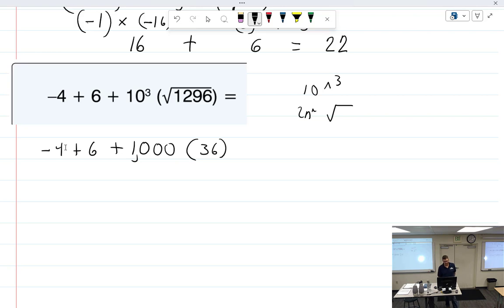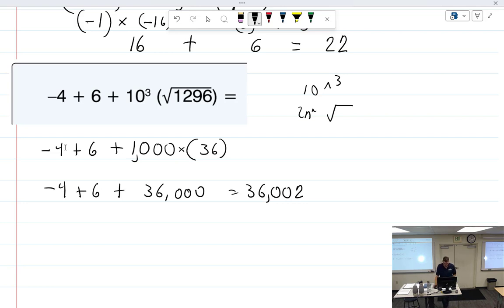36. All right. So what's next? Multiplication. So 1,000 times 36 is 36,000. -4 plus 6 plus, what do we do? Left to right. -4 plus 6 is 2, plus 36,000 equals 36,002. That is the answer that I got.